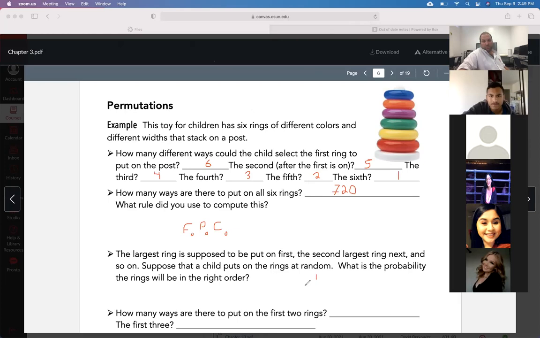1 out of 720. Which means if you turn your back for a second and the kid says, I did it, and you turn and you see them in the correct order, will you assume the kid knew what they were doing or they got really, really lucky? They got lucky. Really? 1 in 720? You're going to assume they got lucky? That's like never going to happen, 1 in 720.